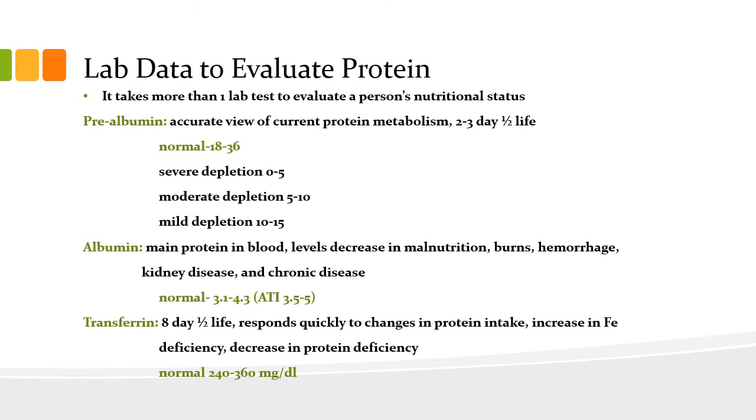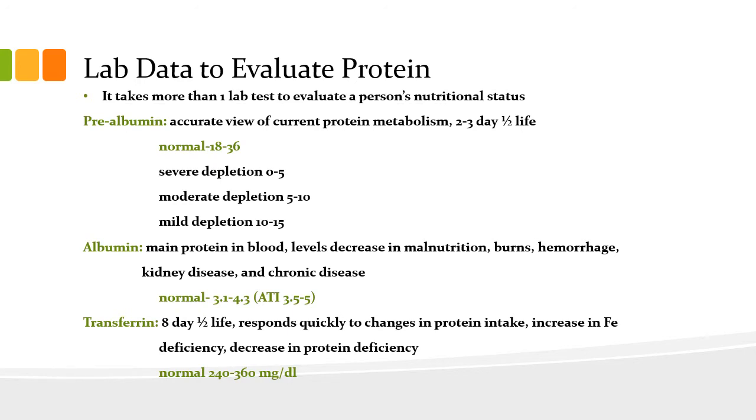Albumin is the main protein in blood. Its levels decrease in malnutrition, burns, hemorrhage, kidney disease, and other chronic diseases. The normal range for this is 3.1 to 4.3, and you may see in ATI 3.5 to 5. Sometimes lab values can be a little different, depending upon the healthcare system in which you work.